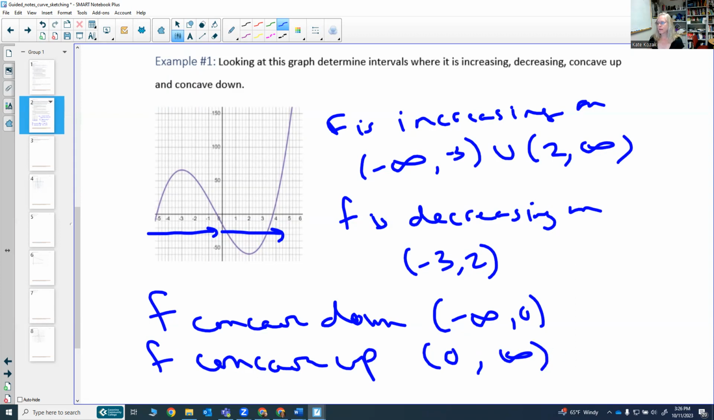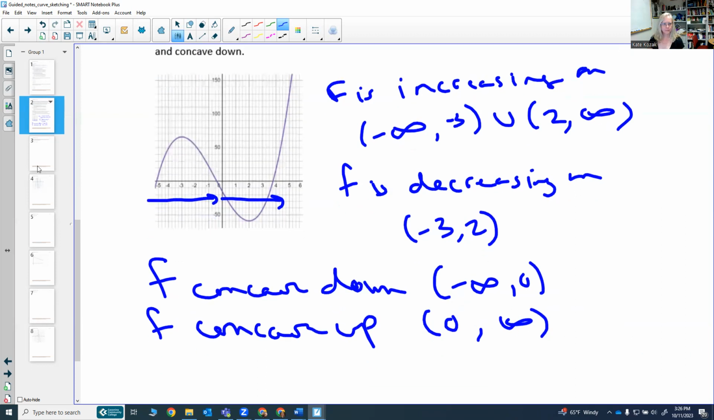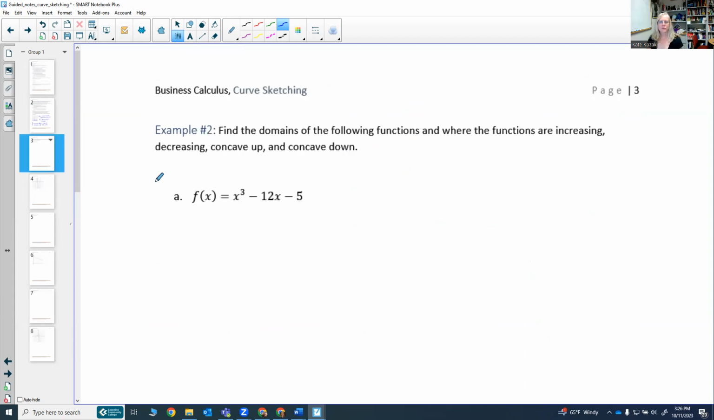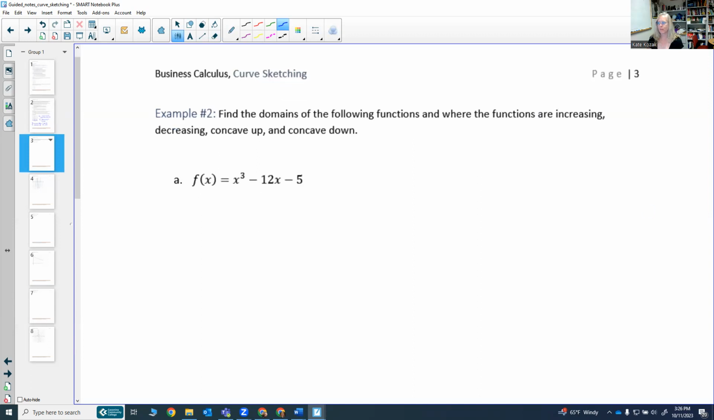Looking at the graph, you can get an approximate answer, but calculus can give exact answers. So example number 2: find the domains of the following functions and where the functions are increasing, decreasing, concave up, and concave down. Our first function is f of x equals x cubed minus 12x minus 5. First, let's go with the domain. Since this function is a polynomial, the domain is all real numbers.